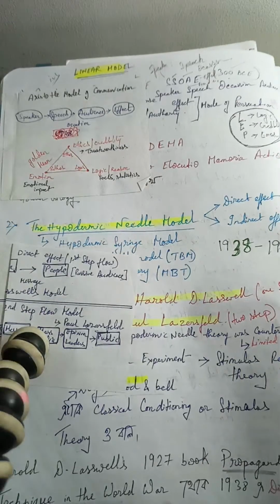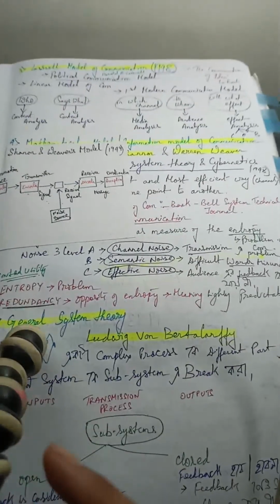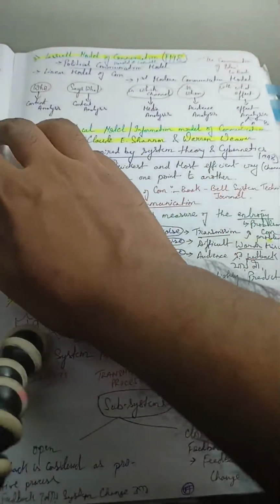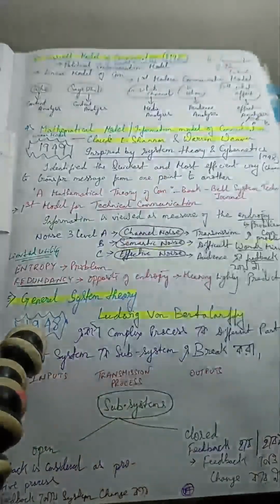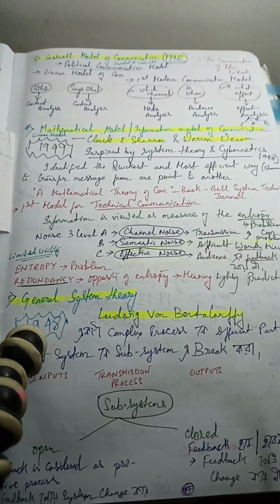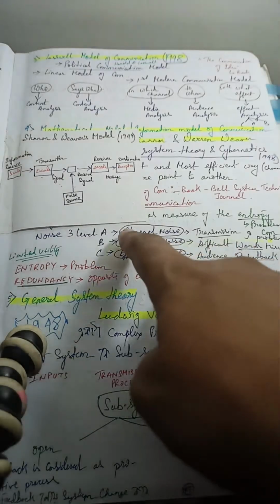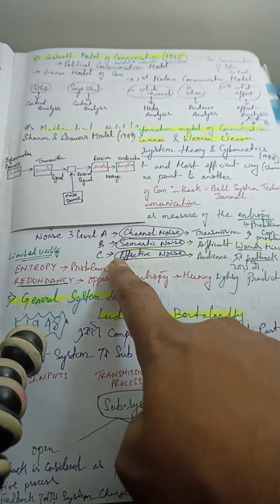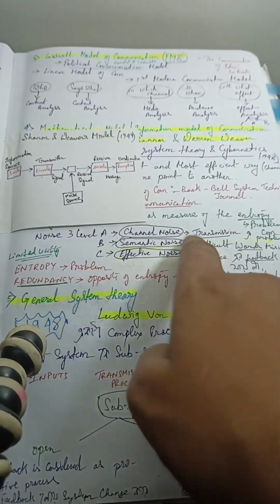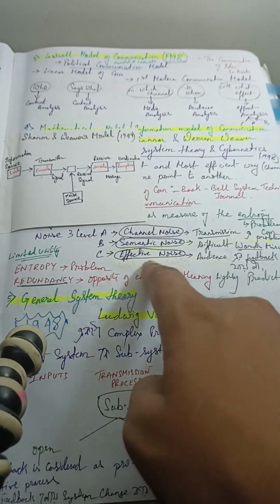Alright, from an exam perspective, we have Shannon-Weaver's model. As you can see, it is also known as the mathematical model or information model of communication. This model was first developed for electronic communication, where we can see the sender, the encoder, the channel, the decoder, and the receiver. One important thing in Shannon and Weaver's model is the concept of noise. Shannon and Weaver divided noise into three parts: level A, level B, and level C. Level A means channel noise, level B means semantic noise, and level C means effective noise.